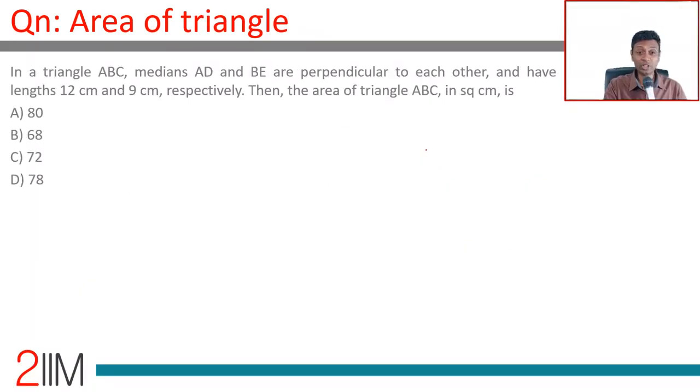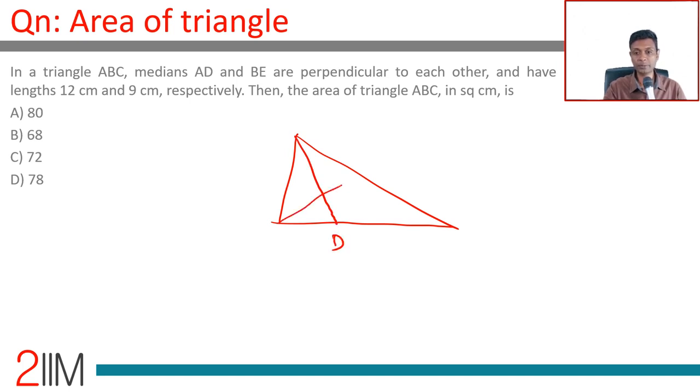In a triangle ABC, medians AD and BE are perpendicular to each other. And so let's see AD and BE. They're at 90. AD, BE. And have lengths 12 centimeters and 9 centimeters respectively. AD is 12, BE is 9. Again, this wonderful question. The question I properly struggled with. And so how do we do this one?